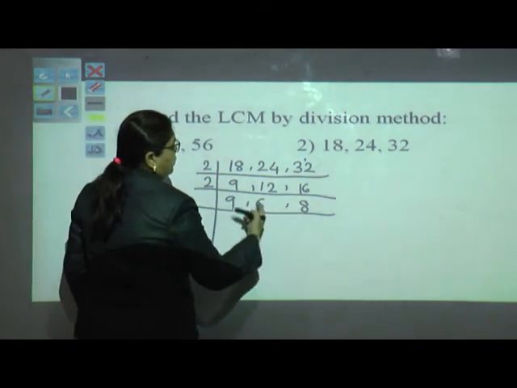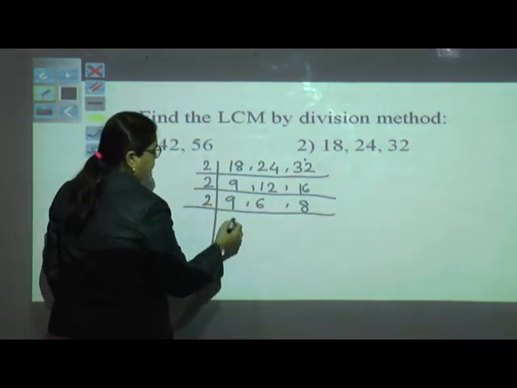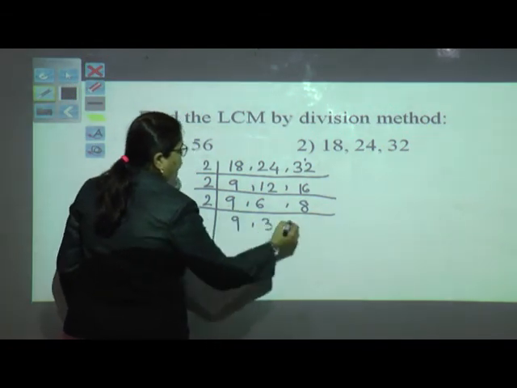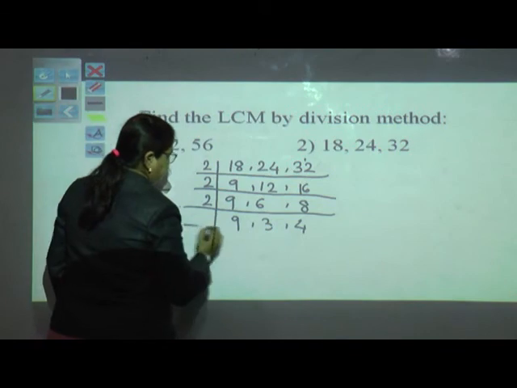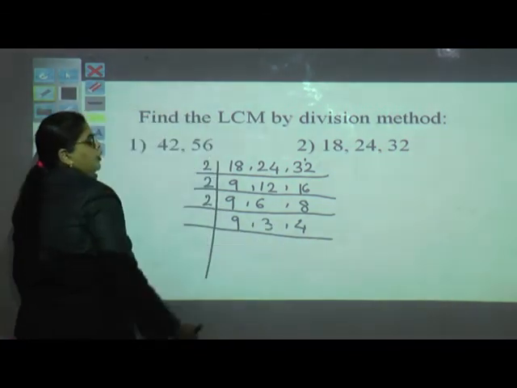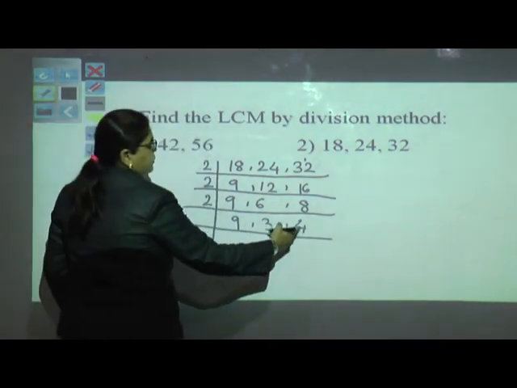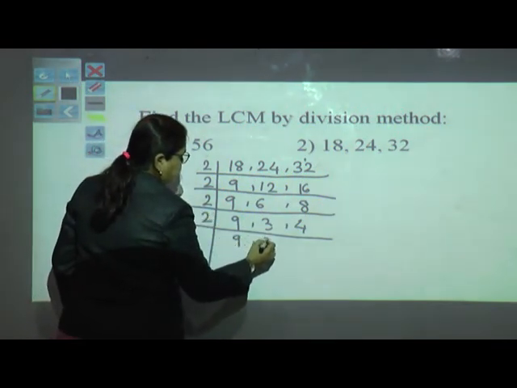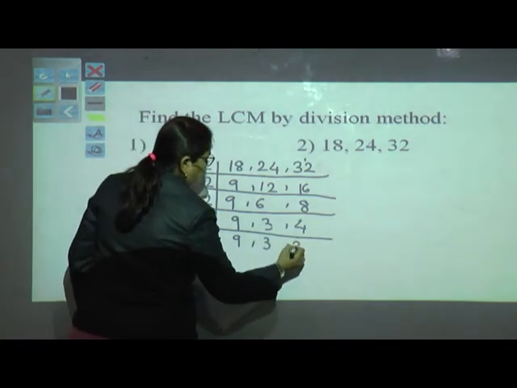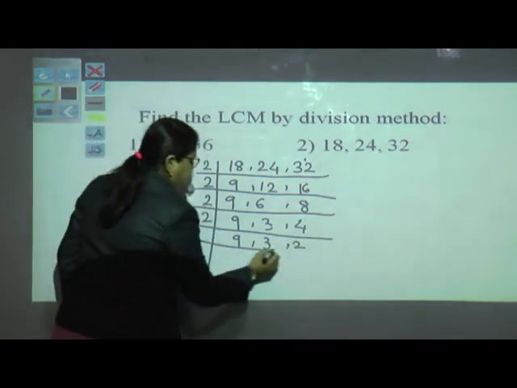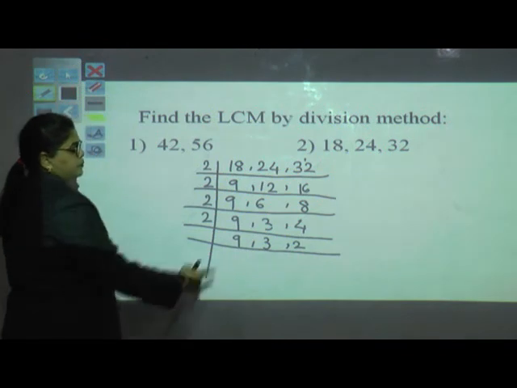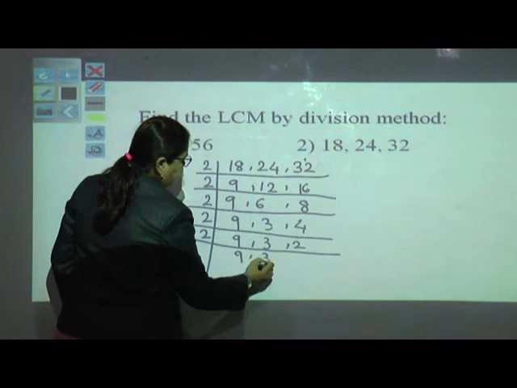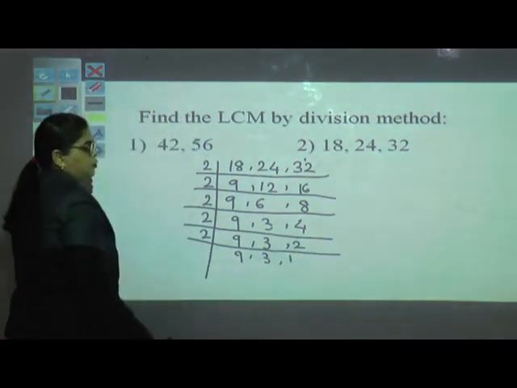Here again we are having an even number, so we will go for 2, write 9 as it is, 2 3s are 6 and 2 4s are 8. Again we are having an even number, so again we will go for 2, write 9 as it is, 3 as it is and 2 2s are 4. 2, 9 as it is, 3 as it is and 2 1s are 2.